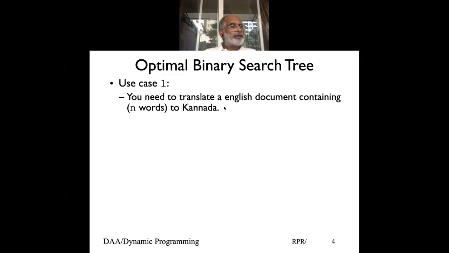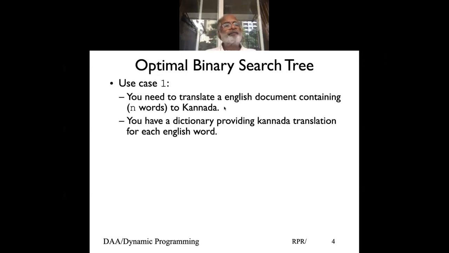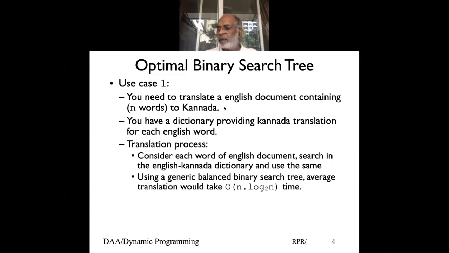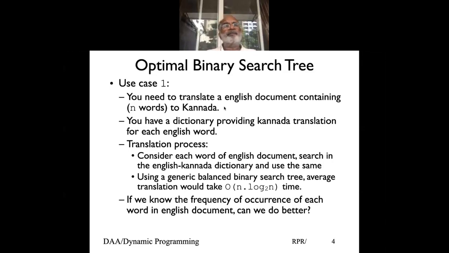If I do a normal binary search tree, then each time I look up a word, it may not be at the root, it may be in between. So typically, any search would take me log n time, because if the dictionary has n words and is organized as a binary tree, searching it will typically take me order log n time. And since my English document has n words, each word takes on average log n time, so my total time is n log n. The question we are raising is, can we do better than n log n?